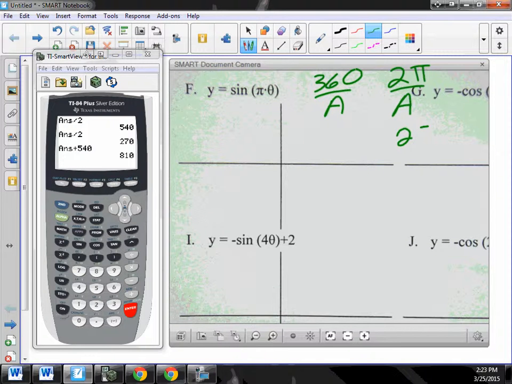So 2 pi divided by A, which is pi, equals 2. 2 what?